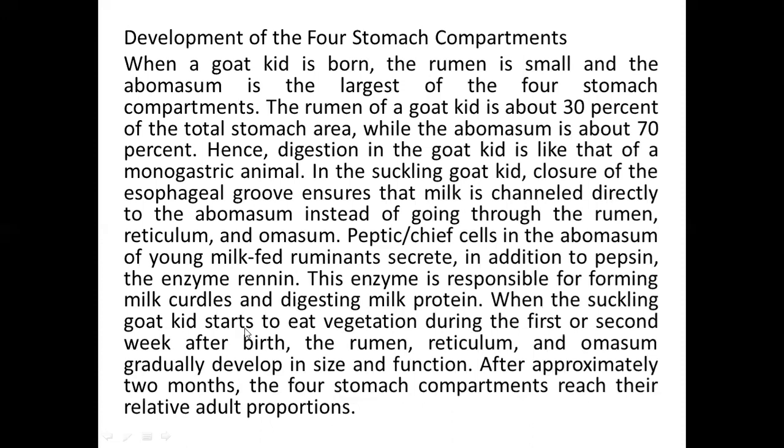When the suckling goat kid starts to eat vegetation, okay, up to now we have talked about the milk ingestion or milk drinking. The suckling goat, when it starts to eat vegetation during the first or second week after birth, the rumen, reticulum, and omasum gradually develop in size and function. After approximately 2 months of age, the 4 stomach compartments reach their relative adult proportion. 2 মাস বয়স হলে তারা তাদের অ্যাডাল্ট প্রপোর্শনে চলে আসে, তারা তাদের অ্যাডাল্ট সাইজে আসবে না, বাট অ্যাডাল্ট প্রপোর্শনে চলে আসবে। This is how the 4 stomach develop in goats.